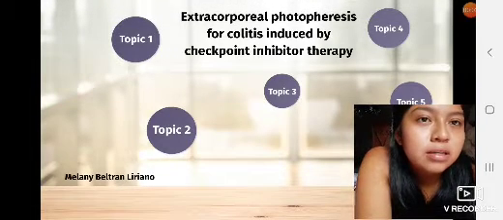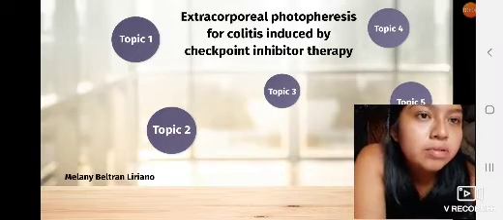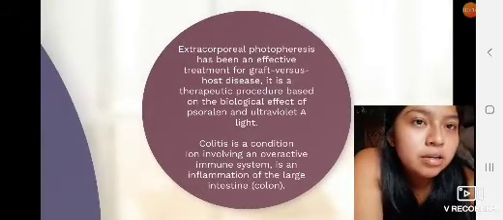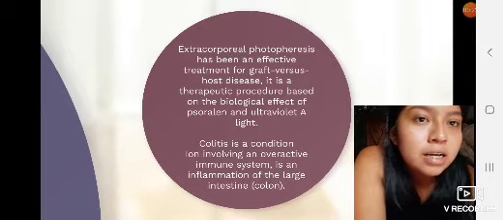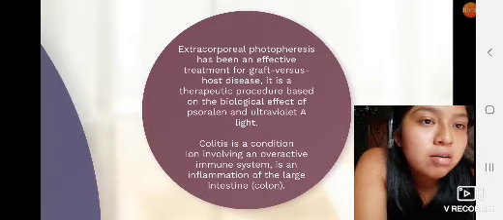Hello, my topic is extracorporeal photopheresis for colitis induced by checkpoint inhibitor therapy. Definition: extracorporeal photopheresis has been an effective treatment for graft versus host disease. It is a therapeutic product based on the biological effect of solar and ultraviolet A light. Colitis is a condition involving an overactive immune system. It's an inflammation of the large intestine, the colon.